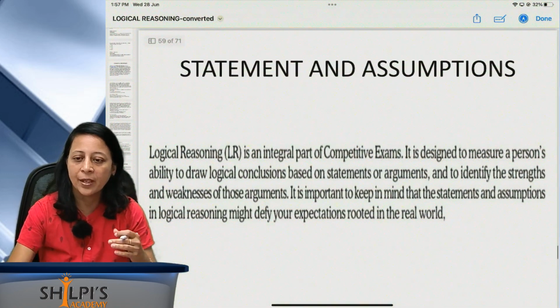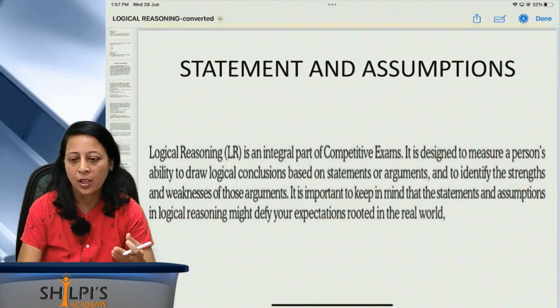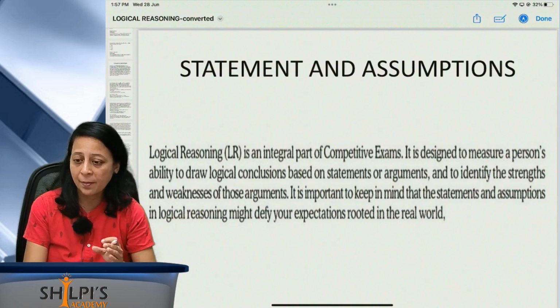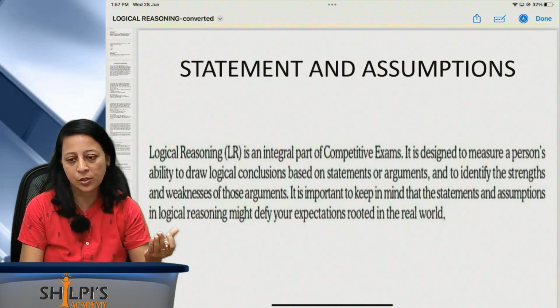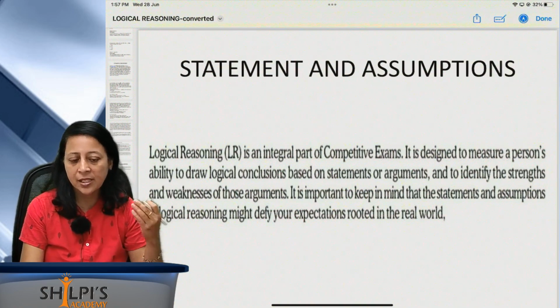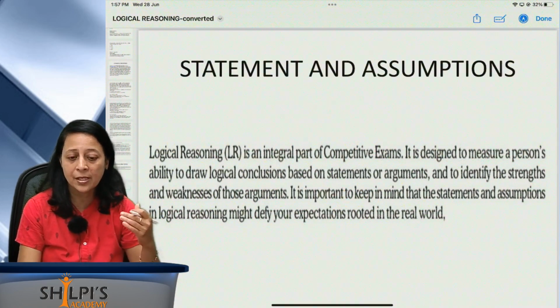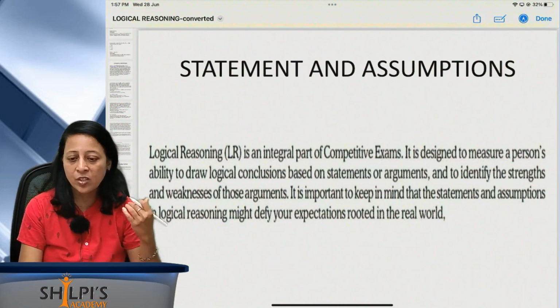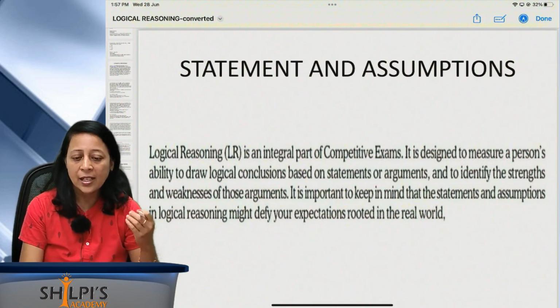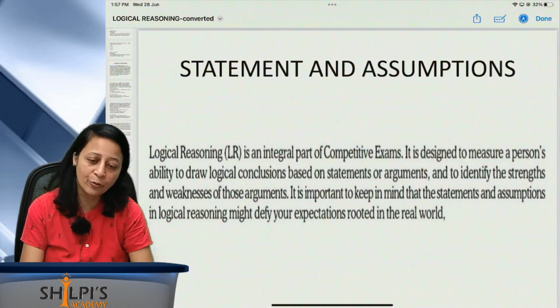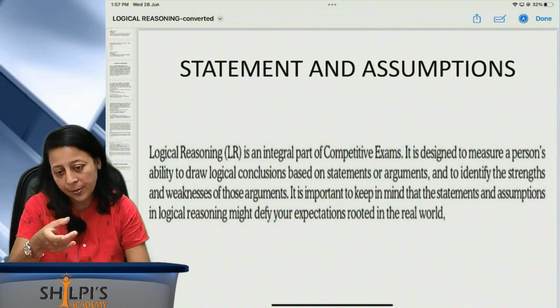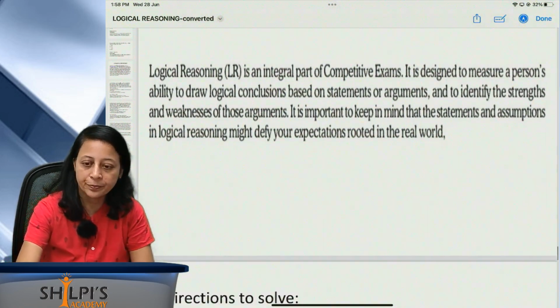So next type will be your statement and assumptions. Here they will be giving you the statement, and based on that you have to give the assumptions. LR is an integral part of competitive exams. It is designed to measure a person's ability to draw logical conclusions based on the statements or arguments and to identify the strength and weakness of those arguments. It is important to keep in mind that the statement and the assumptions in logical reasoning might defy your expectations rooted in the real world.